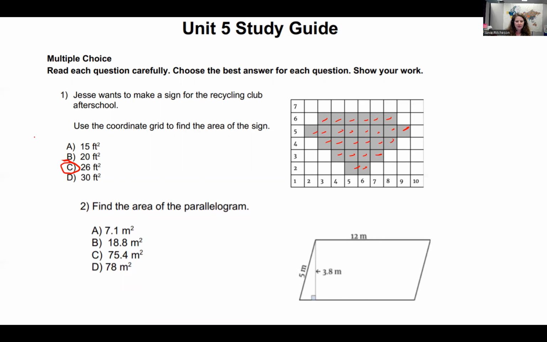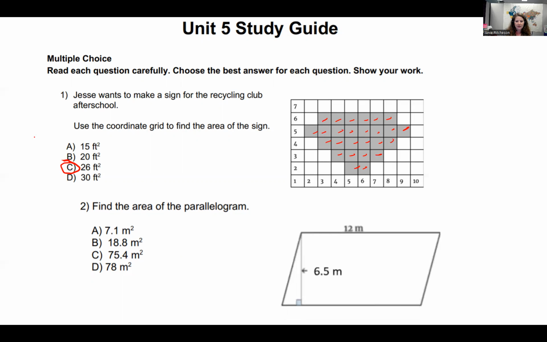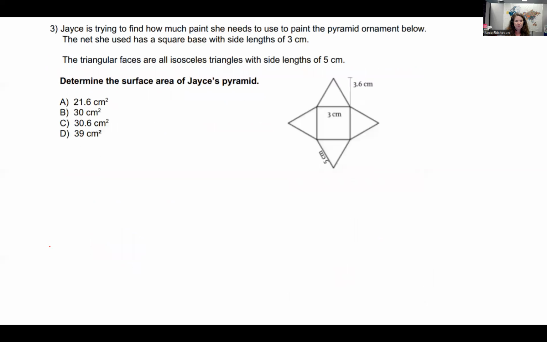Number 2, find the area of the parallelogram. However, with these numbers, the answer is not given. So on the Canvas page, I told you to change the numbers to this. Since it's a parallelogram, all we're doing is multiplying our base times our height. So 12 times 6.5 is 78 meters squared. D is the right answer.